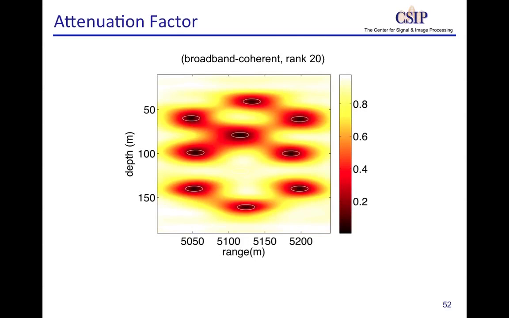This is what a rank 20 matrix looks like for nulling out several of these ellipses simultaneously. So again, this is a filter just ranging from 0 to 1. 1 means you pass all the energy, and 0 means you stop all the energy, essentially. And these are all transition regions in between here.